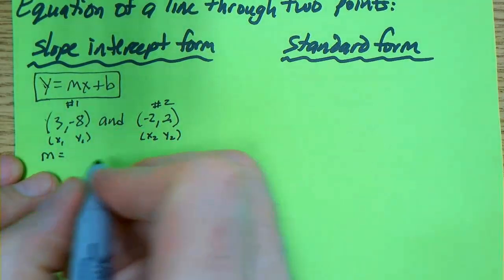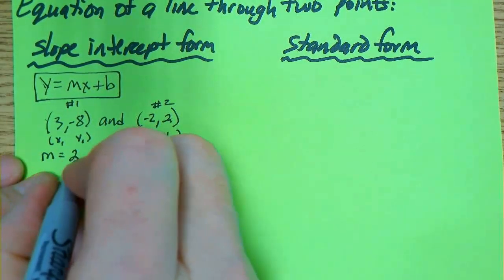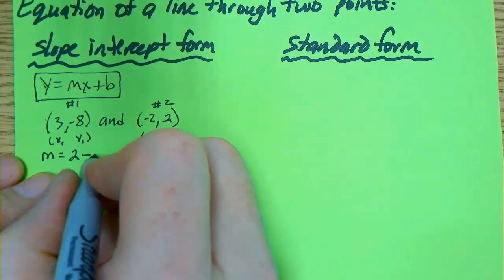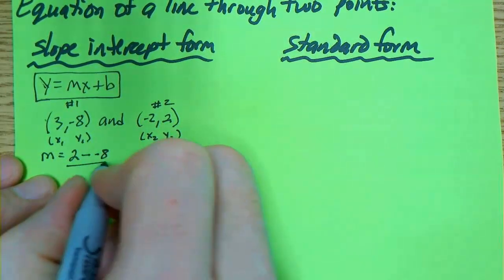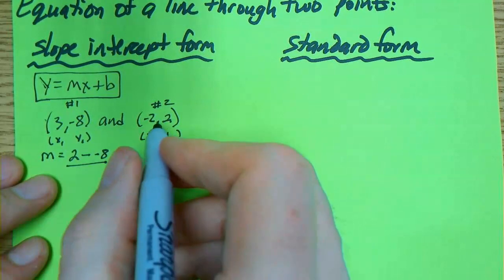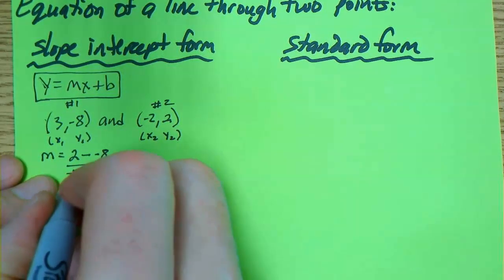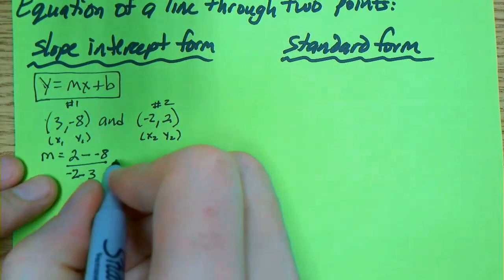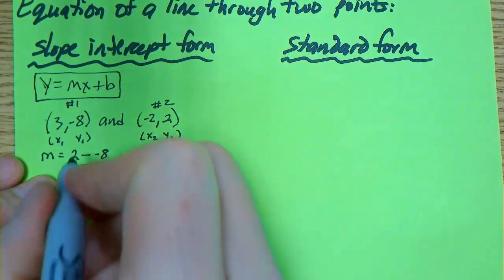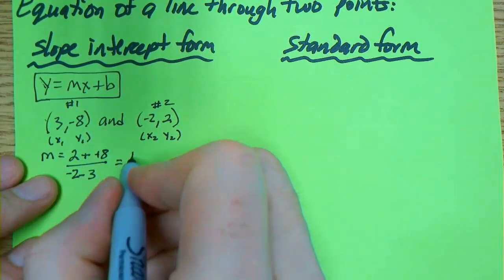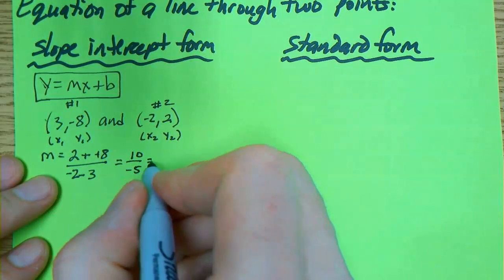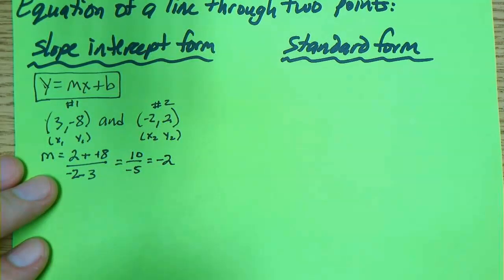So we're going to say we need y2, which is the 2 right here, minus -8, that's the other y, over -2 minus 3. So we've got plussy plussy happening here, so that gives us 10 over -5, and that's going to give me -2. That's my slope.